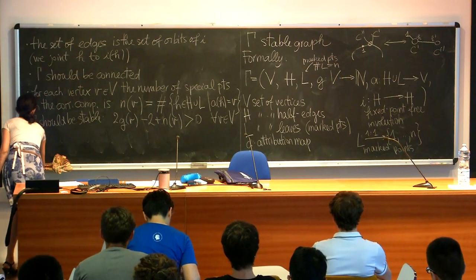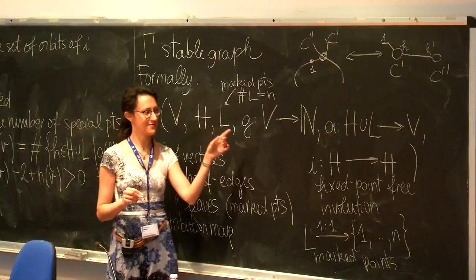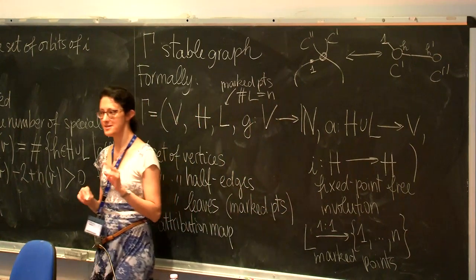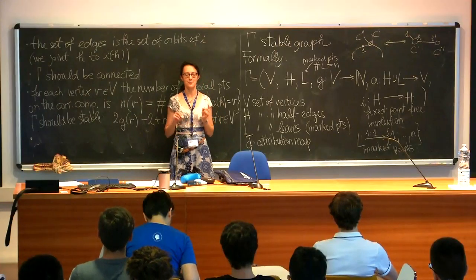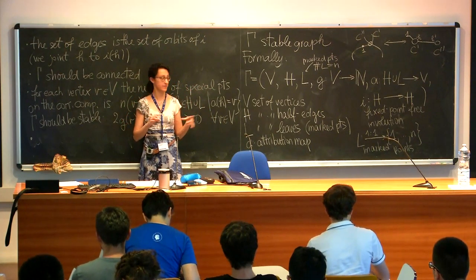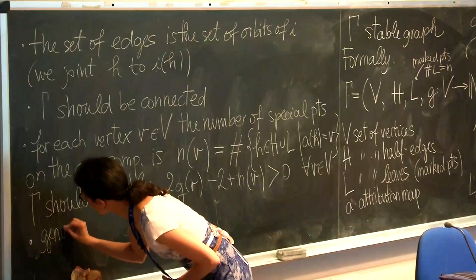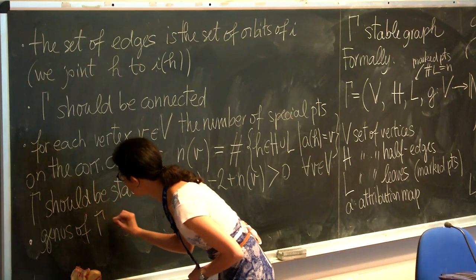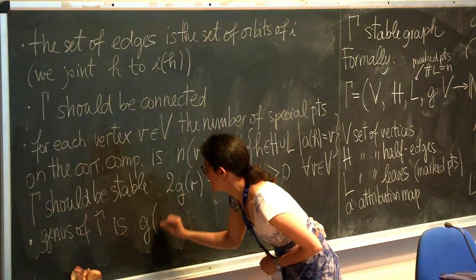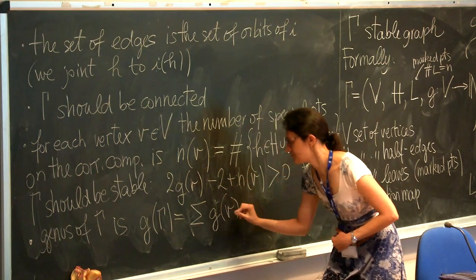Yes, and then I was saying it's very easy to tell from a graph what the number of marked points is, but you may wonder how we can reconstruct the arithmetic genus of the stable curve corresponding from that to that. So the idea is that the genus of gamma is just defined as taking the sum of the genera assigned to the vertices.